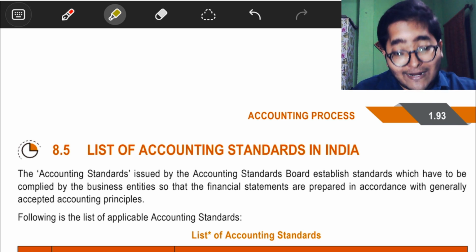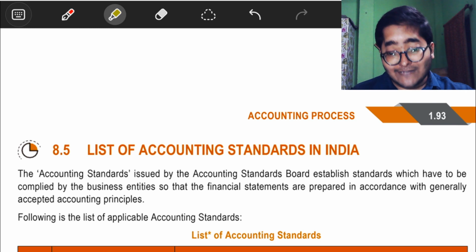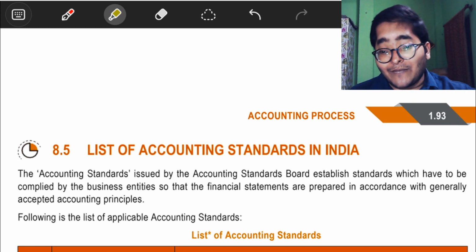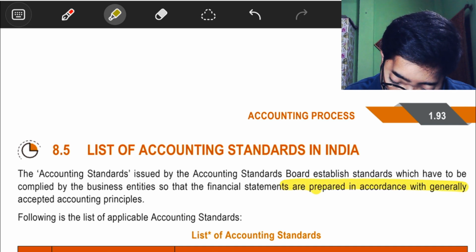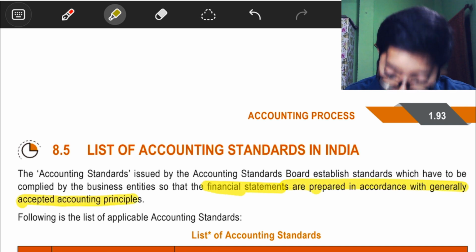The accounting standards issued by the Accounting Standards Board establish standards which have to be complied with by the business entities so that the financial statements are prepared in accordance with generally accepted accounting principles.